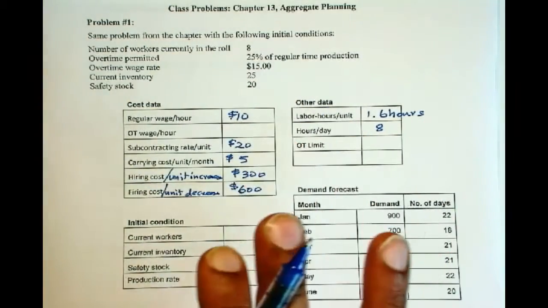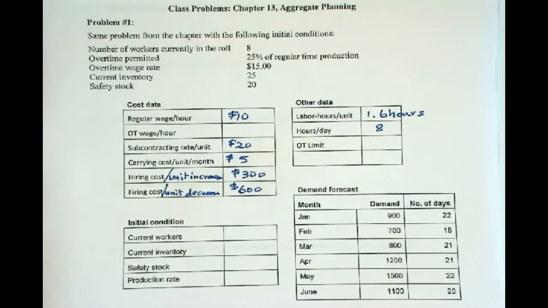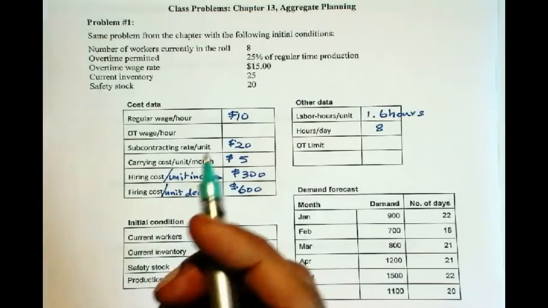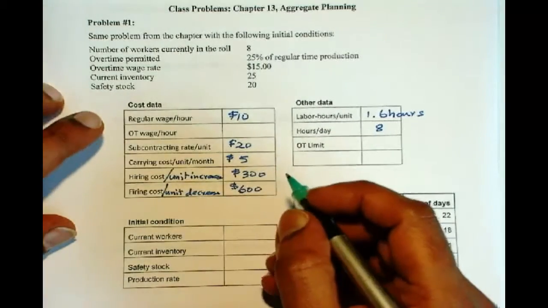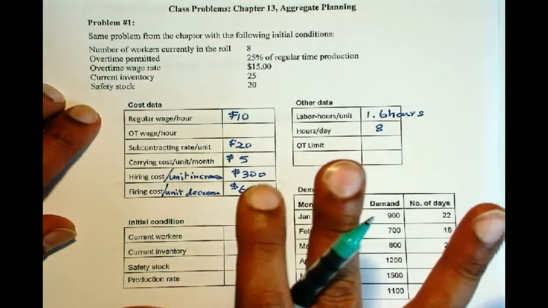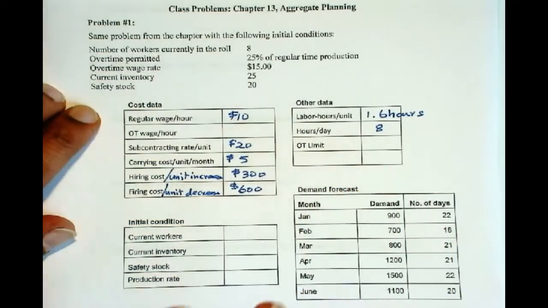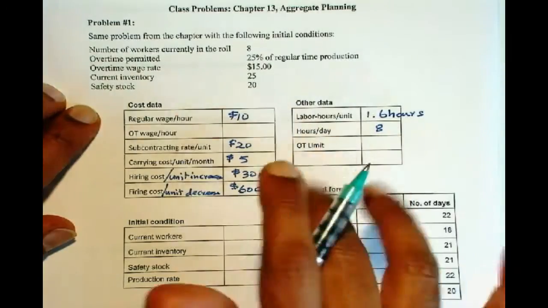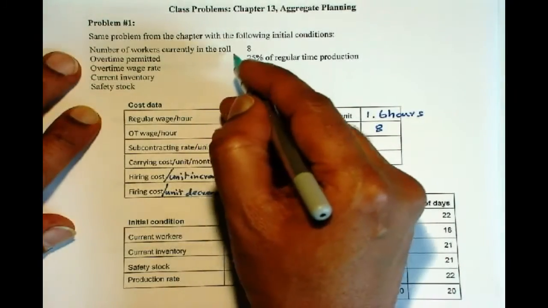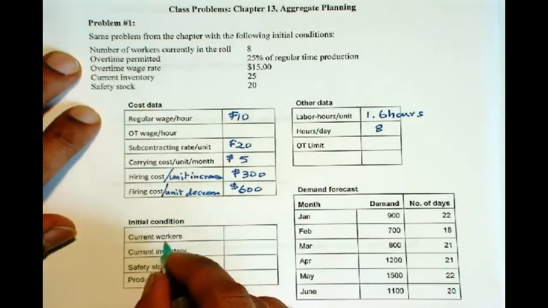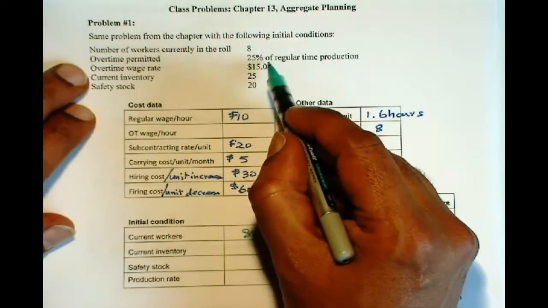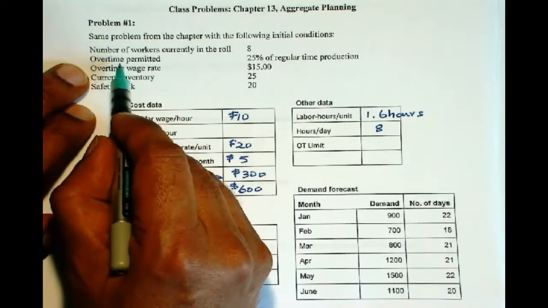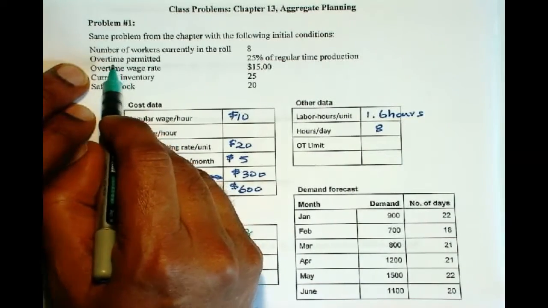Now I have assumed some more, and I'm going to write these in a different color ink, so we'll know that these are the additional pieces of data that I'm assuming for this problem. So the number of workers currently in the role, current workers, is 8. Now 25% of the regular time production is what is permitted in overtime. So overtime is limited to 25%.